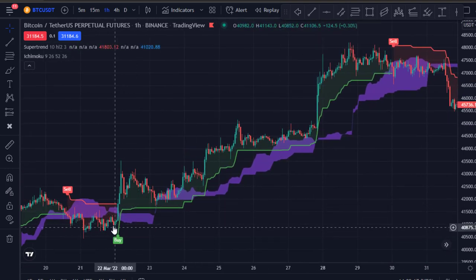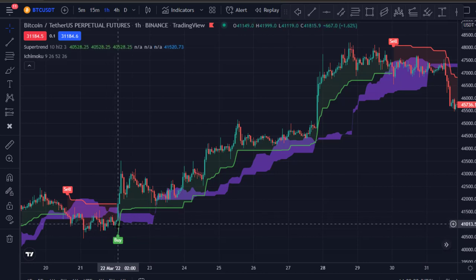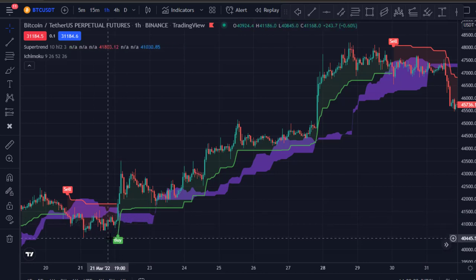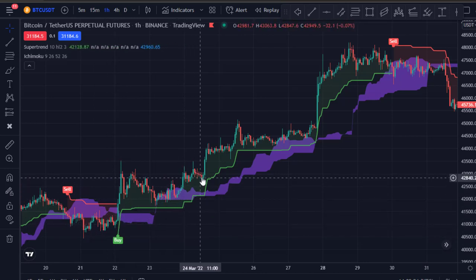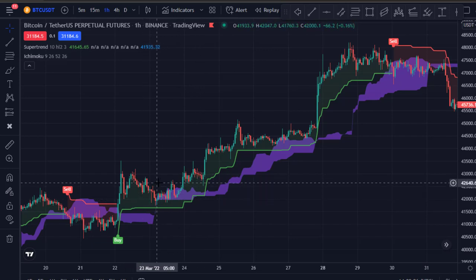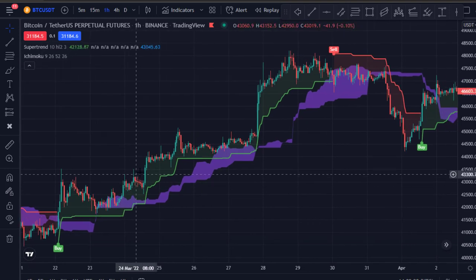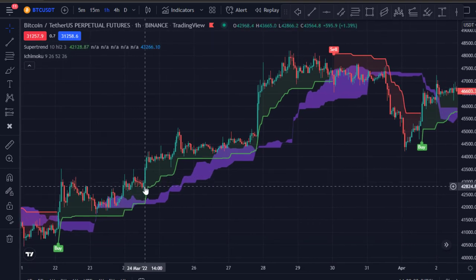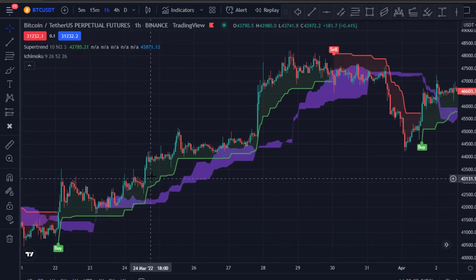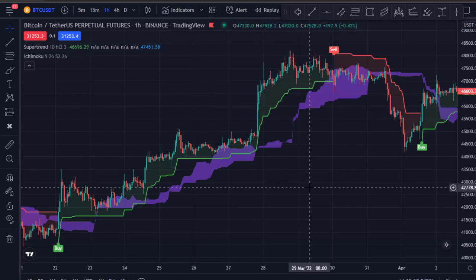In this chart we can see that the indicator gives a buy signal, but the price is still below the clouds, so you don't want to take positions yet. Next, you can see that the price is inside the clouds, so you also don't take any position here. Next, you can see that the price is above the clouds, while the Supertrend is colored green, so this is where you want to take your buy position.